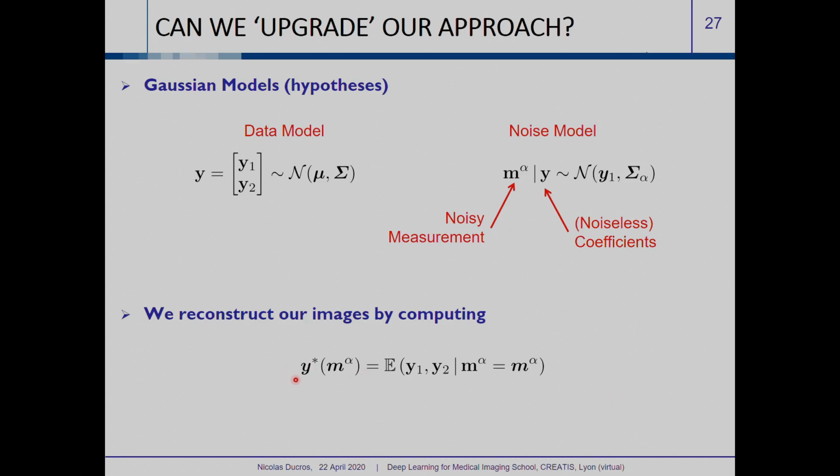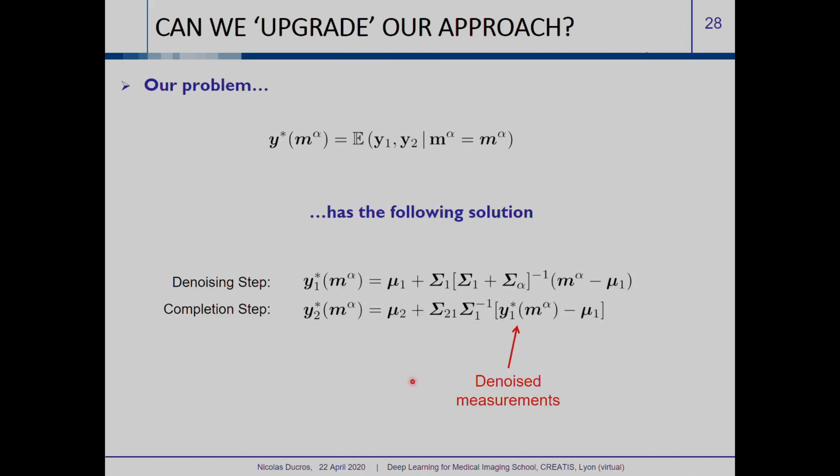And then we will update our conditional expectation optimization, and we will consider not only the estimation of the missing coefficient y2, but also the estimation of the noiseless coefficient y1. If we do so, we have the following solution, which can be written into two steps. I'm going to start with the second step.